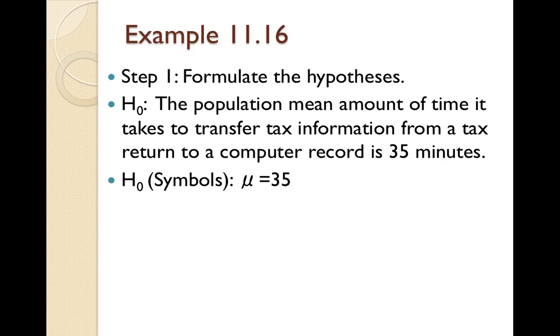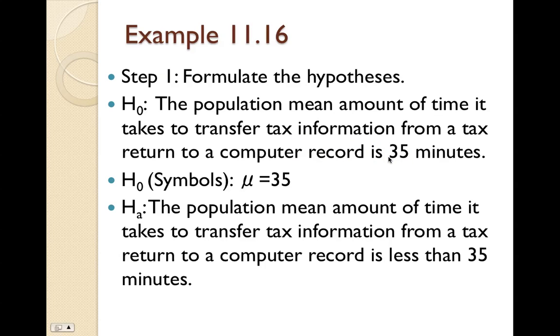Symbolically, our null hypothesis is mu equals 35. The alternative hypothesis is the one with direction. We're going to state the same words that we have in the null hypothesis, except when we get to this point, instead of saying is 35, we're going to state is less than 35. So the population mean amount of time it takes to transfer tax information from a tax return to a computer record is less than 35 minutes. Mu less than 35.